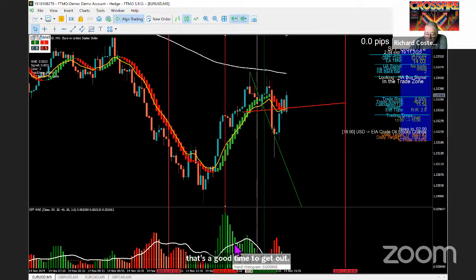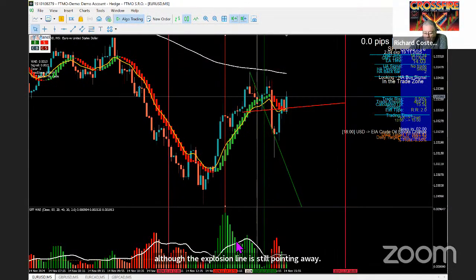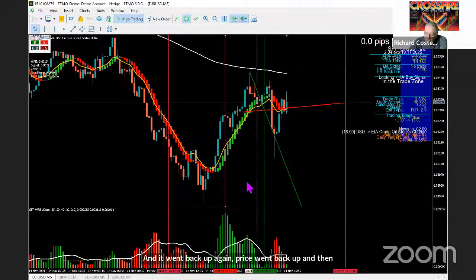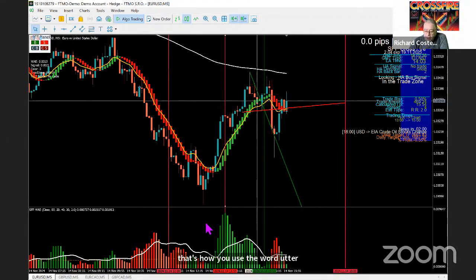because although the explosion line is still pointing away from the dead zone, you've got less. I guess that's less volume. But as you can see, it started to falter. It then went back up again here briefly, and it went back up again. Price went back up again. Then it got to that point, and it decided to go back down again. So that's how you use the Waddah Attar. I use it to keep me out of trades much more than I use it to get me into a trade.